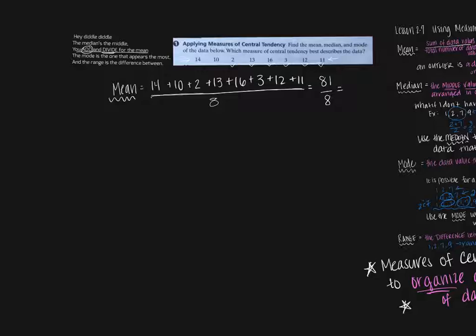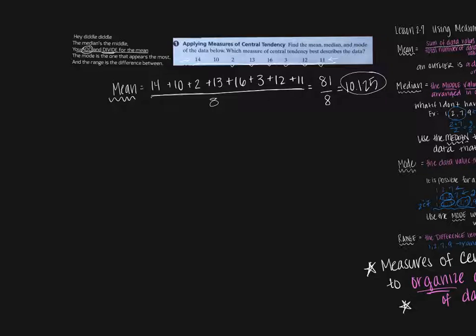Hopefully you got 81 divided by 8. Now I want you to plug that into a calculator, and hopefully you're going to get 10.125. This is my mean. This is my average number. When I add all of these numbers up and divide by the total number of items that I have, it gives me 10.125.